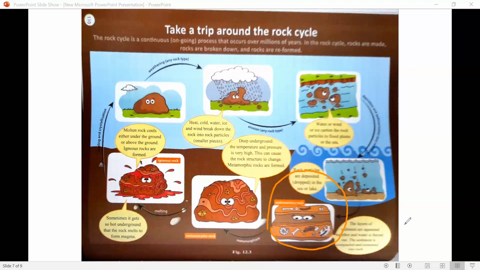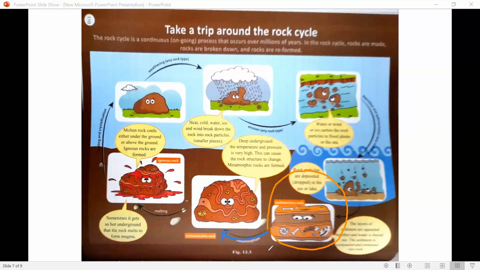The layers of the sediment are squeezed together and water is forced out. The sediment is compacted and cemented into rock. Okay, so that is how a sedimentary rock is formed. It is formed with these processes only. When the rocks settle down into the lower part of a river, lake, ocean, etc., we can see that there are some fossil particles also in the rock. And let's take a look further at what happens next.